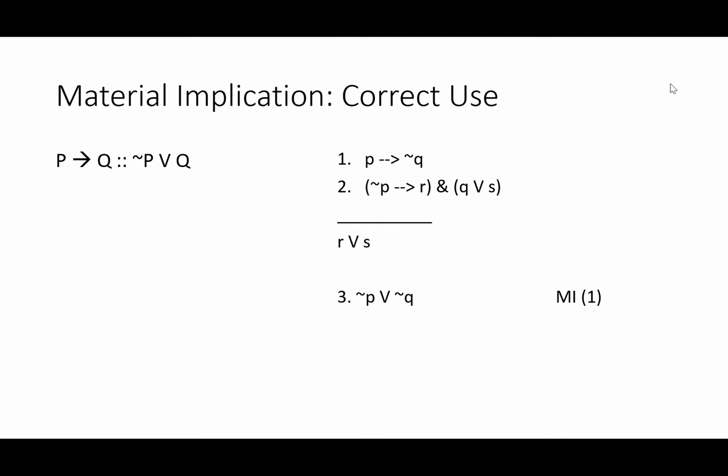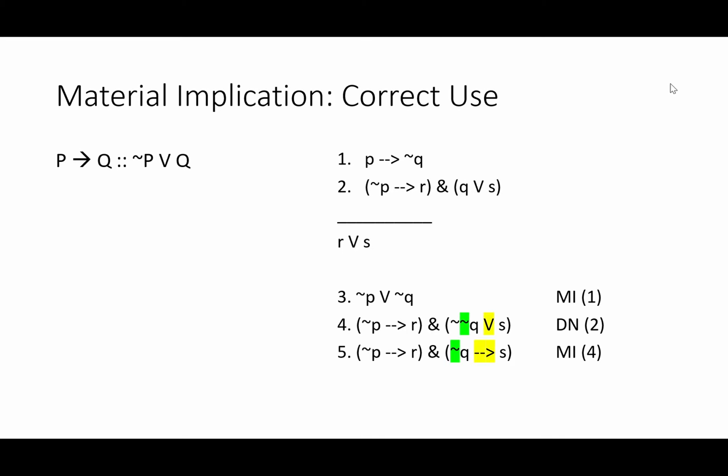So let's do line 1 first. Either not P or not Q. Now we'll have to apply double negation to line 2 to set us up for a material implication. If not P, then R, and not Q or S. Now we're ready. And we can do material implication on that partial line, giving us if not P, then R, and if not Q, then S. Now we're all set up for our constructive dilemma that's going to result in R or S. And just like that, this one's done.